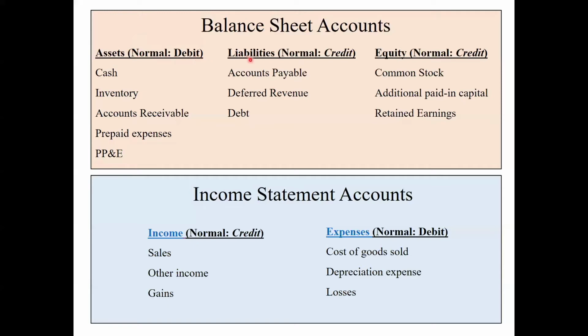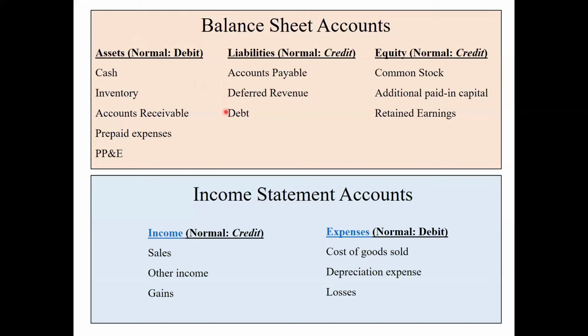Okay, liabilities. Liabilities are future economic sacrifices of the company. So accounts payable means that the company has to pay some of this cash out to its suppliers in the future. So that's a future economic sacrifice. Deferred revenue means that we've received some cash, but we haven't earned it yet. So we need to provide some good or service to our customer in the future.